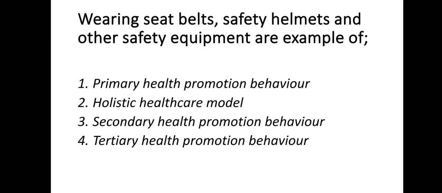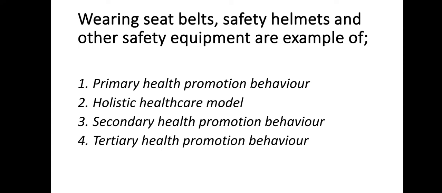Next question. Wearing seat belts, safety helmets and other safety equipment are examples of: first option, primary health promotion behavior. Second option, holistic healthcare model. Third option, secondary health promotion behavior. Fourth option, tertiary health promotion behavior.